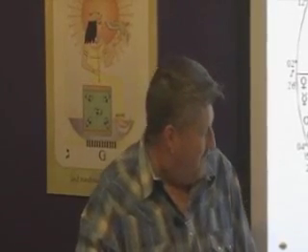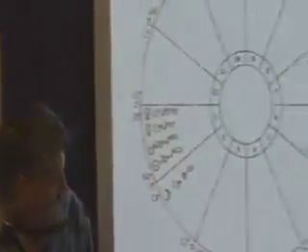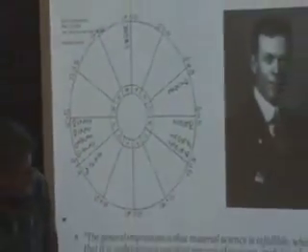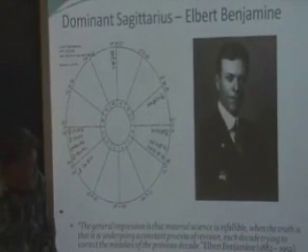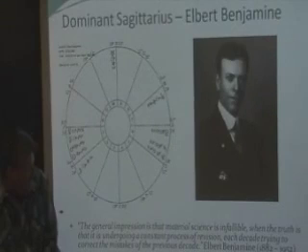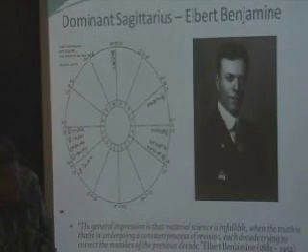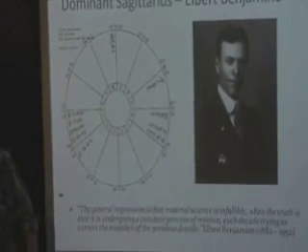Albert Benjamin: The general impression is that material science is infallible, when the truth is that it is undergoing a constant process of revision, each decade trying to correct the mistakes of the previous decade. I love that. Yeah, that's a good saying.